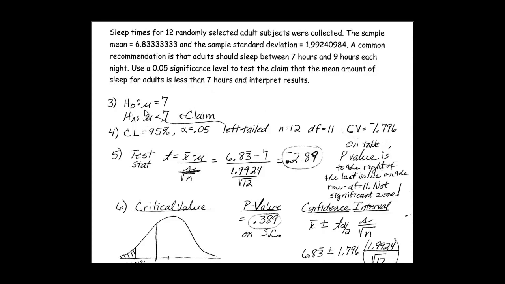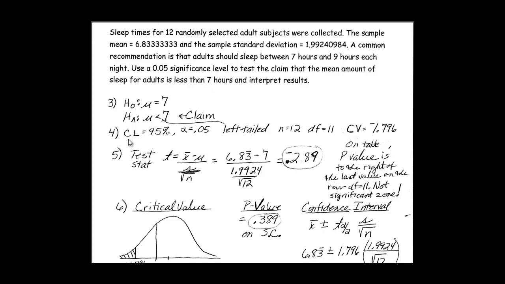Again, our null hypothesis is always going to have the equality sign. So we have mu is equal to 7 for our null hypothesis. Our alternative hypothesis is mu is less than 7, and we get that less than 7 from this phrase right here, the very last line. We're testing to see if the mean amount of sleep for adults is less than 7 hours. So that tells us that we have a left tail test.